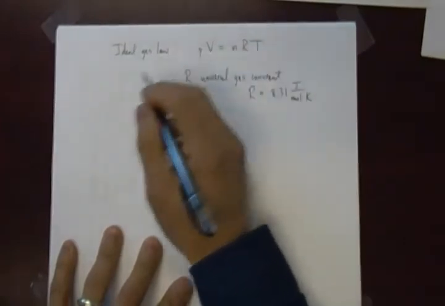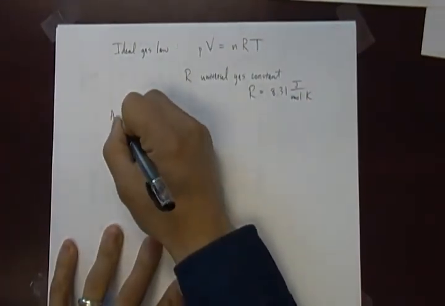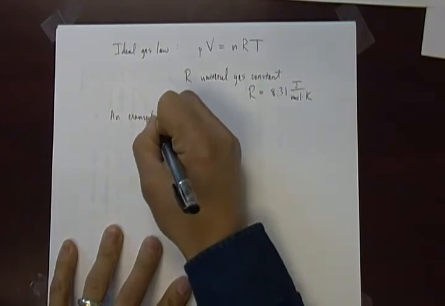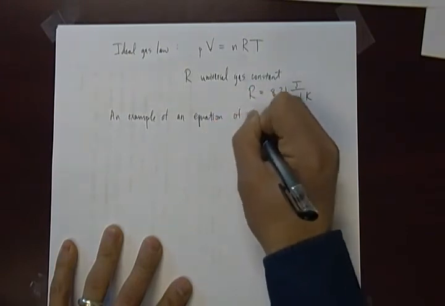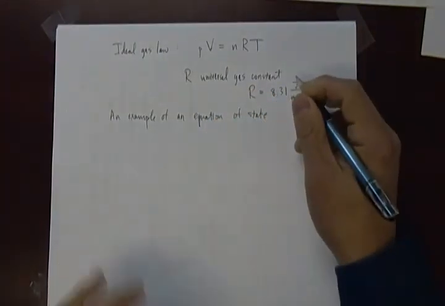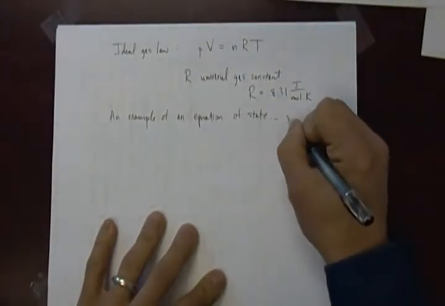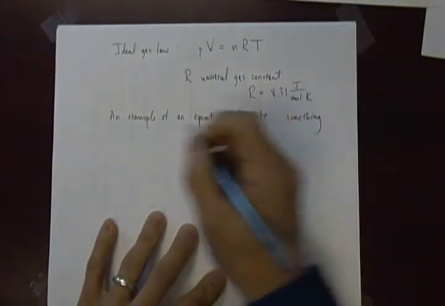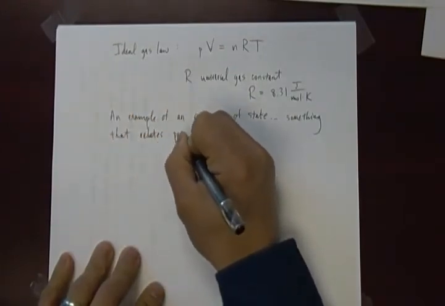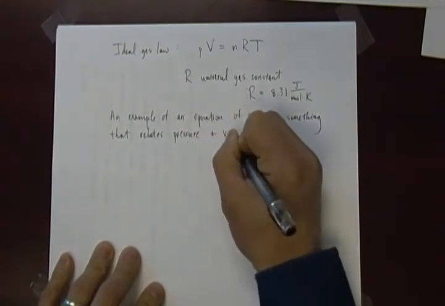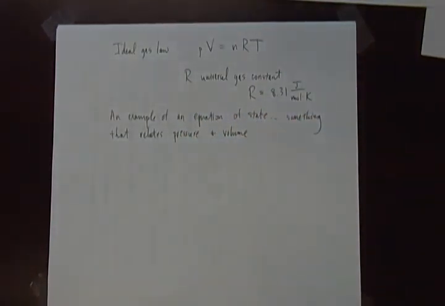Okay, this ideal gas law is an example of what's called an equation of state. And what is an equation of state? Just something that relates pressure and volume. It tells you if you squeeze something with a certain pressure, how much volume you'll have, or vice versa. If something has a certain volume, how much pressure does it have?